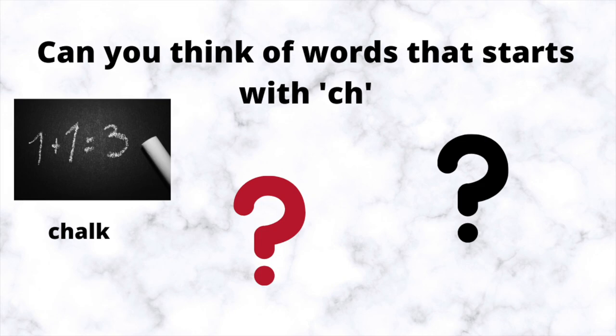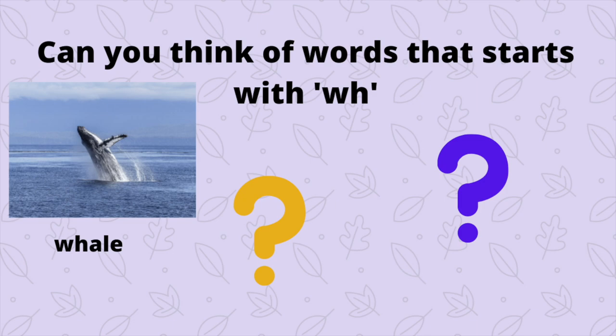Activity 1. Can you think of words that start with CH? The first one is done for you. Chop. Now it's your turn. Think and then answer. Activity 2. Now, can you think of words that start with WH? The first one is done for you. Whale. Now, again, it's your turn. Think and then answer.